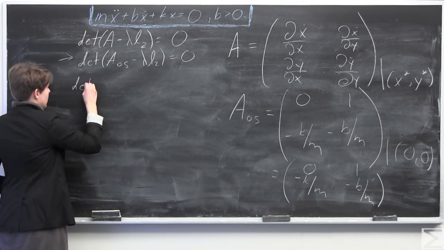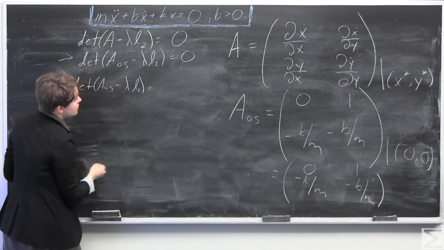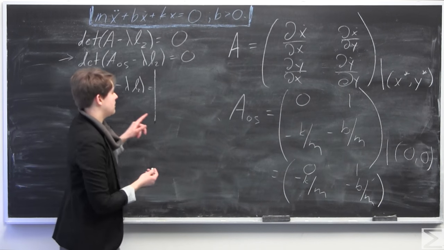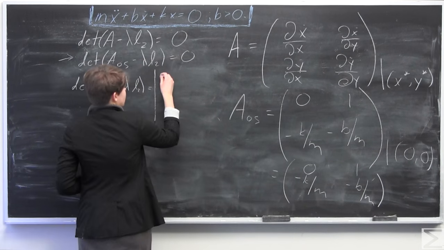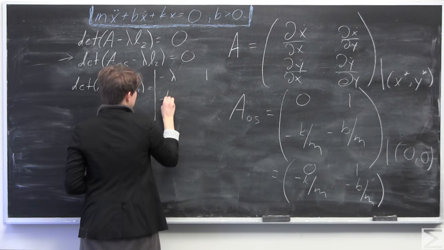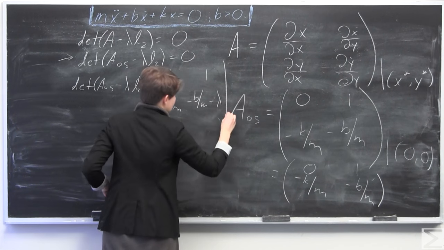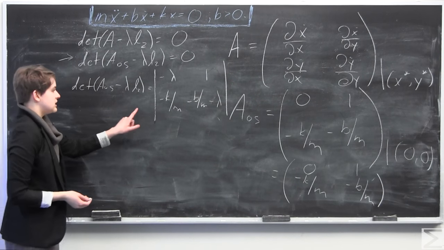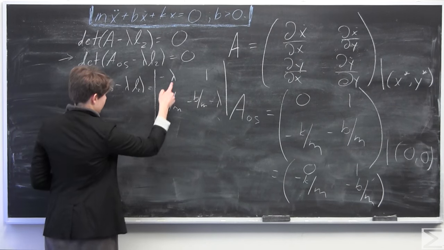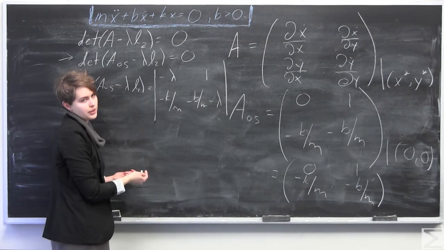Using this notation for determinant, I'll just rewrite this. Determinant of A sub OS minus lambda I2 equals, and these horizontal bars denote the determinant. So we'll have in the upper left negative lambda, because 0 minus lambda, 1, negative k over m, and then negative b over m minus lambda. Now we need to take the determinant of this matrix, which we do by multiplying these and subtracting off these, by the standard formula for a 2x2 matrix.